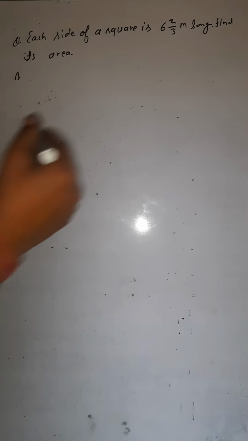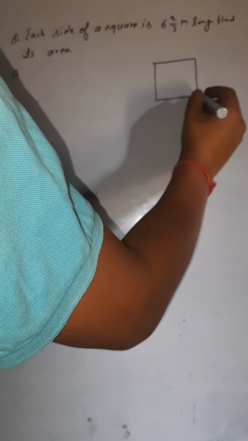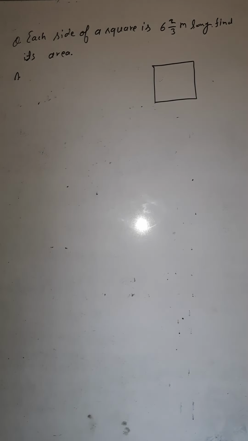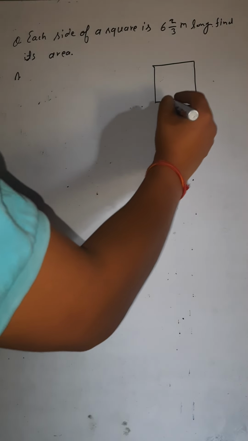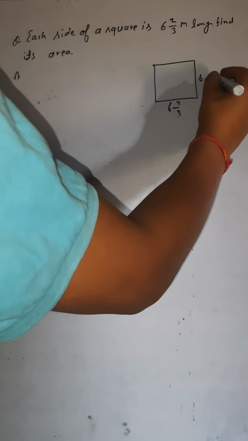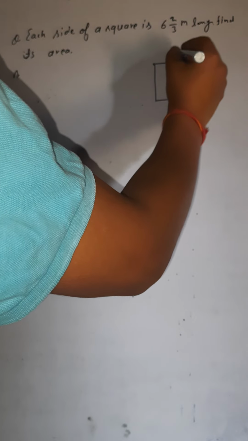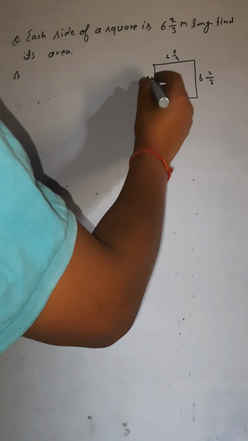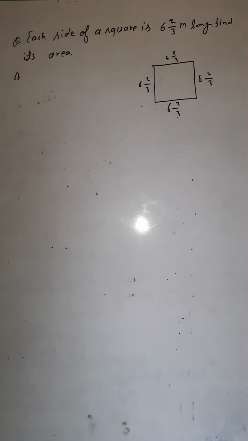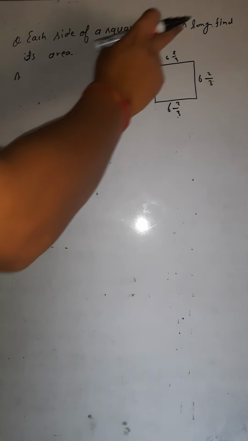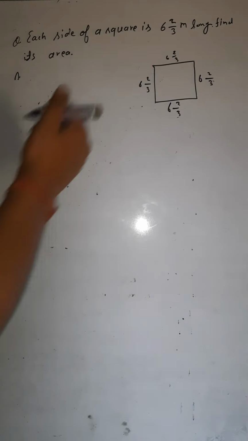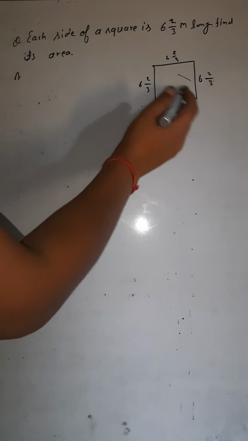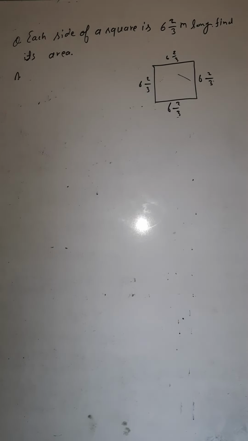Each side of a square is 6 whole 2 by 3 meter long. You have a square. The square has all its sides equal. So all sides are equal there in a square. So you have been given each side of a square is 6 whole 2 by 3, 6 whole 2 by 3, 6 whole 2 by 3, and 6 whole 2 by 3. Because it's a square, all sides are equal in length. So then what you have to do? Find its area. Area means the inside coverage that you have to find out. So what could be the area of the square?